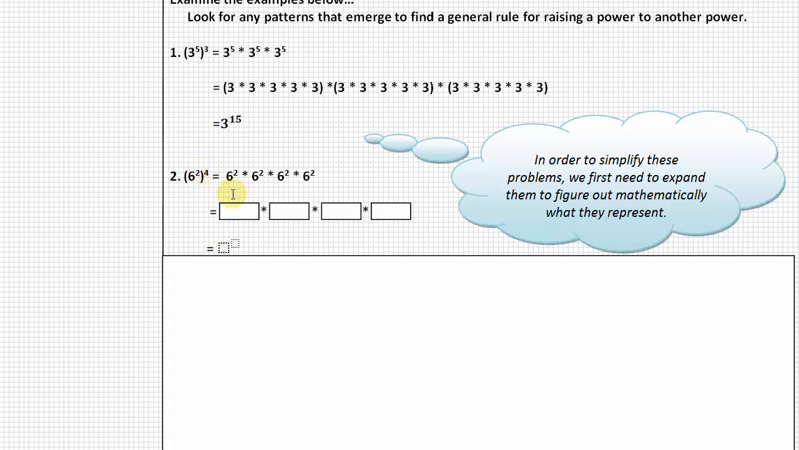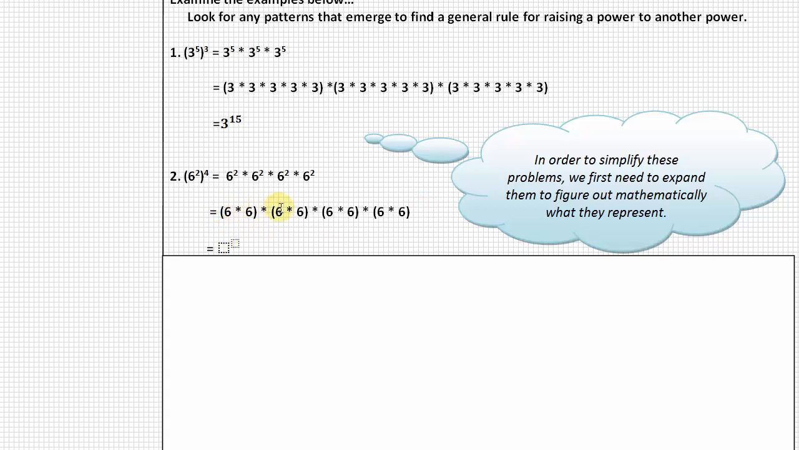Still not fully expanded though, so we still have exponents, so we want to expand them out further. So 6 to the second power is 6 times 6. There's our first one. There's our second one. There's our third one. And there's our fourth one. So now it's fully expanded. 6 to the second power raised to the fourth power, and it looks like this.